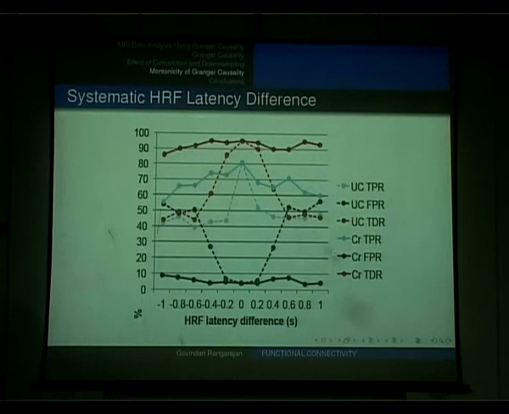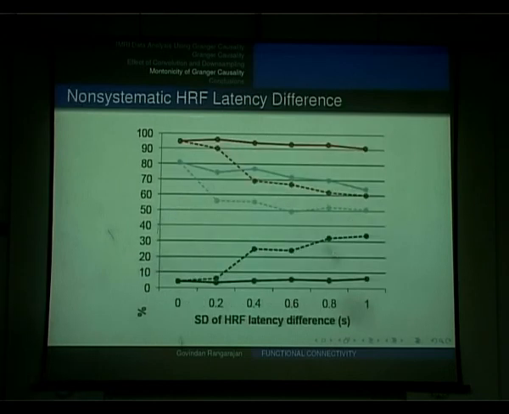If you do that, this is what we have done here. If you do not correct, the true prediction rate just drops as you have differences in the HRF latency, the time at which the HRF peaks. But if you correct for it, then you get a pretty flat curve where the prediction remains pretty good. So there is a nice mapping from the neuronal level signal to connectivity at the BOLD fMRI level. You can do the same thing for different conditions.